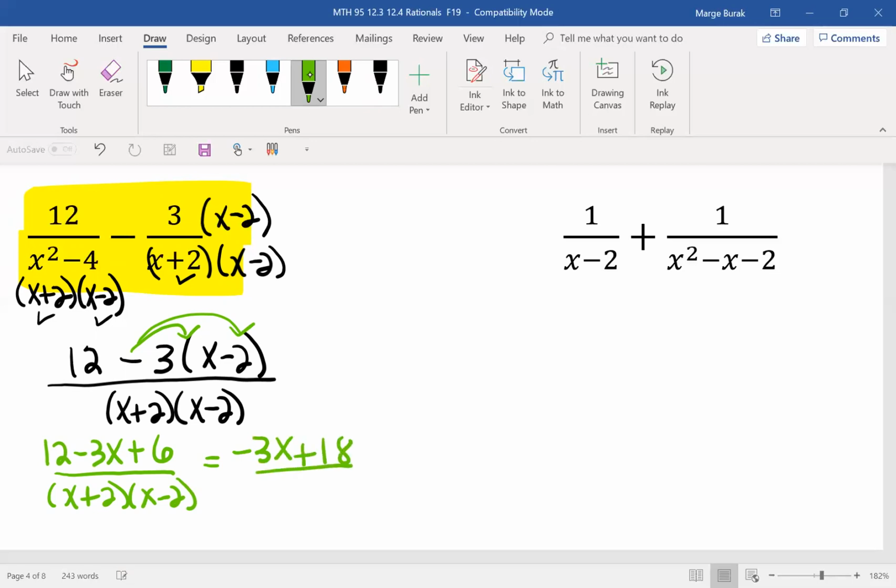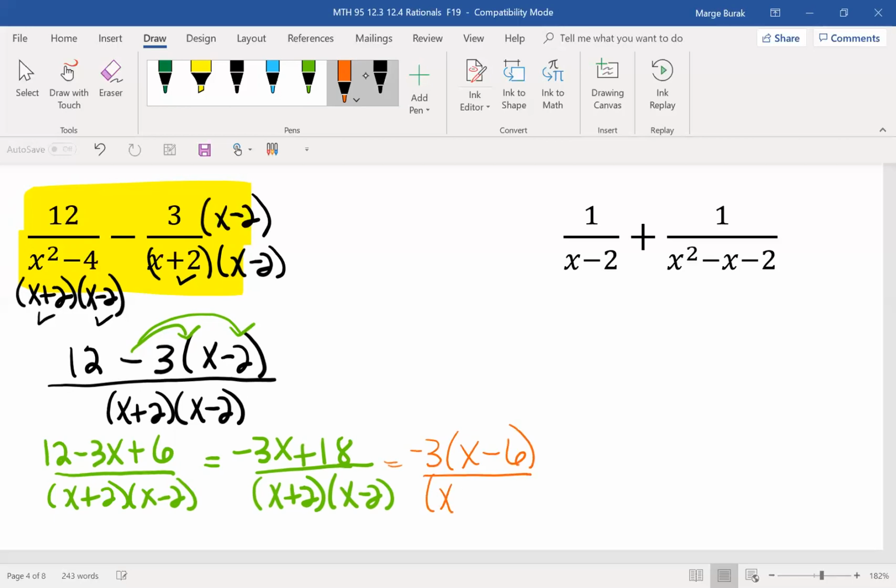And then we'll combine like terms and get, I'm going to keep the x first, negative 3x plus 18 over x plus 2, x minus 2. And you want to factor that numerator to make sure that it cannot be factored or reduced, that we can't cancel a factor here. So let's just take a negative 3 out and we'll get an x minus 6. No, so see, if there would have been an x minus 6 in the denominator, then we would have had to cancel that, but you see there's not. Okay, so we're done there.